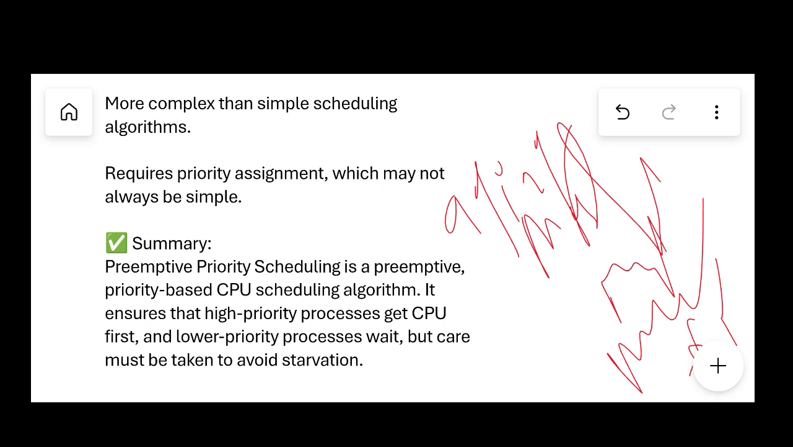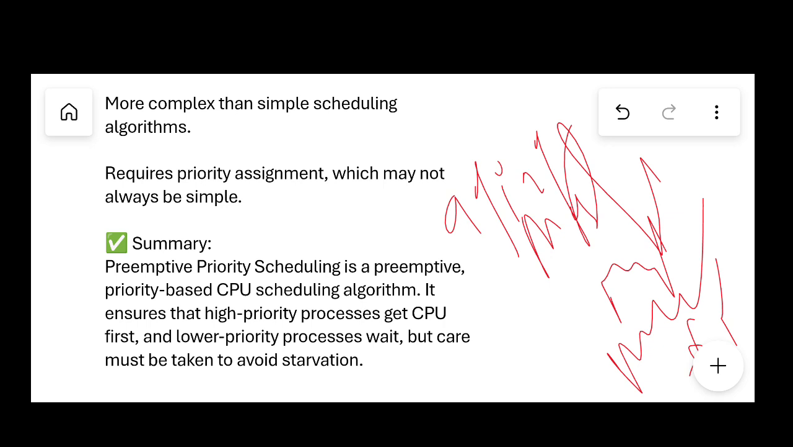The advantages of preemptive priority scheduling are powerful. First, critical tasks are executed quickly and high priority processes don't wait unnecessarily. The second advantage is that it is efficient for real-time systems, so the systems can respond immediately to important events. The third is dynamic decision making: the CPU can switch tasks whenever needed based on priority. So it's a system that's both flexible and responsive.